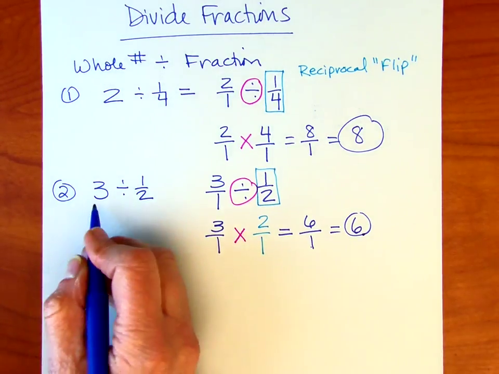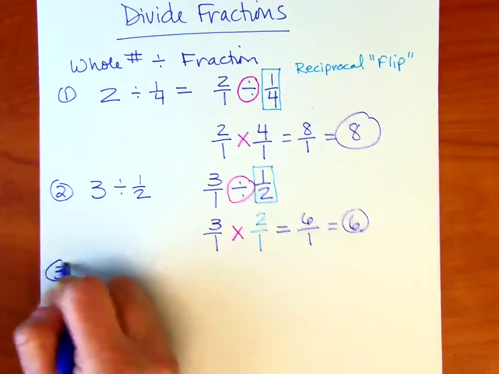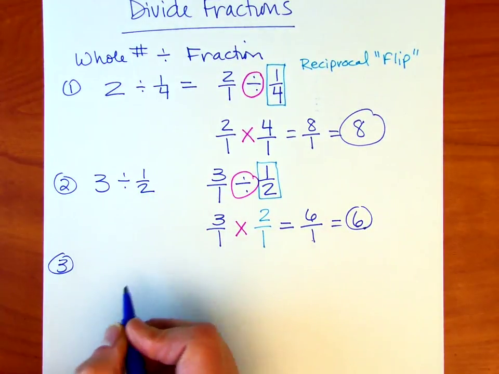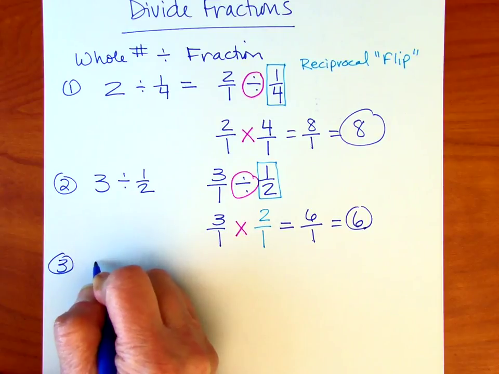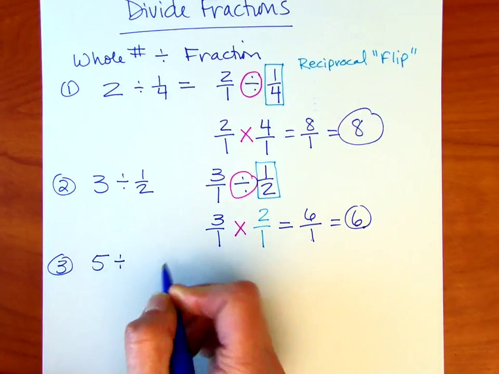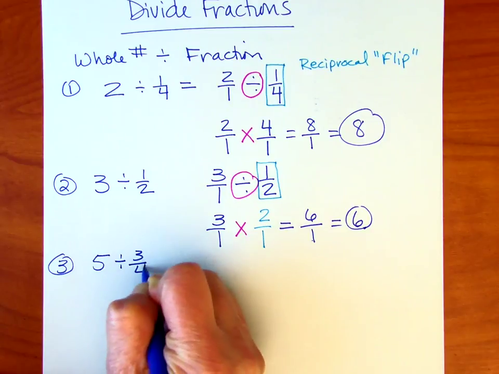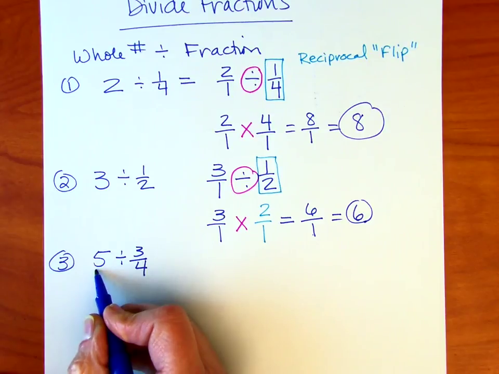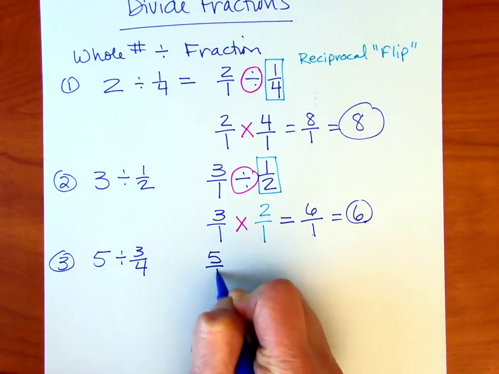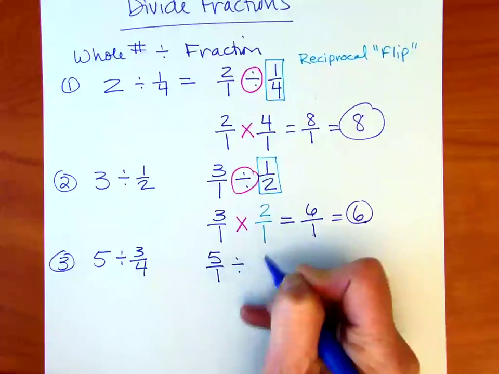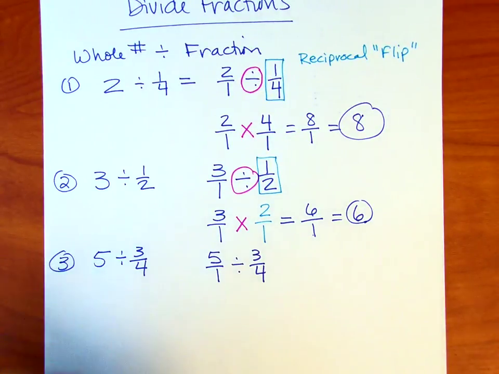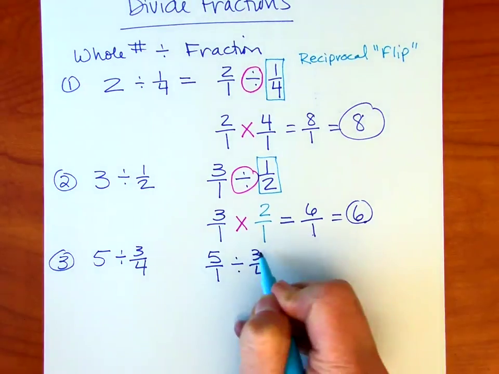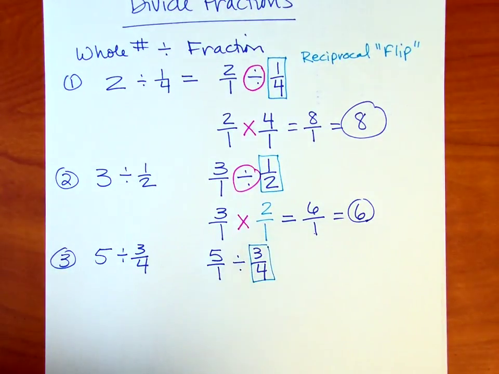Let's do one more like this, where we have a whole number and then we're going to divide by a fraction. Let's say we have 5 and we're going to divide by 3/4. So again, we want to take this 5 and put it over 1, divided by 3/4. Remember, the second fraction is going to be flipped, and then we're going to change the operation from division to multiplication.